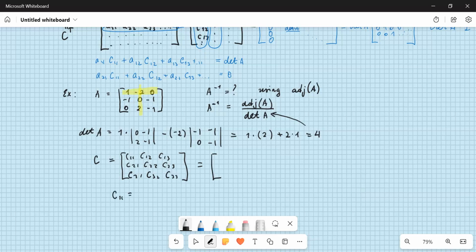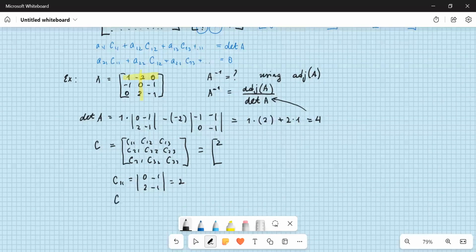So we have, well, the checkerboard rule is plus, minus, so it's plus. And we are going to have the matrix 0, -1, 2, -1. The determinant of this matrix is 0 minus -2. Looks like it's 2, so I'm going to put 2 over here. Okay, C12. For C12, I'll need to cross out element 1, 2, which is -2, right? And the remaining matrix is going to be -1, -1, 0, -1, which is going to give me 1. But the checkerboard rule gives me plus, minus, minus. I'm going to put -1 here.